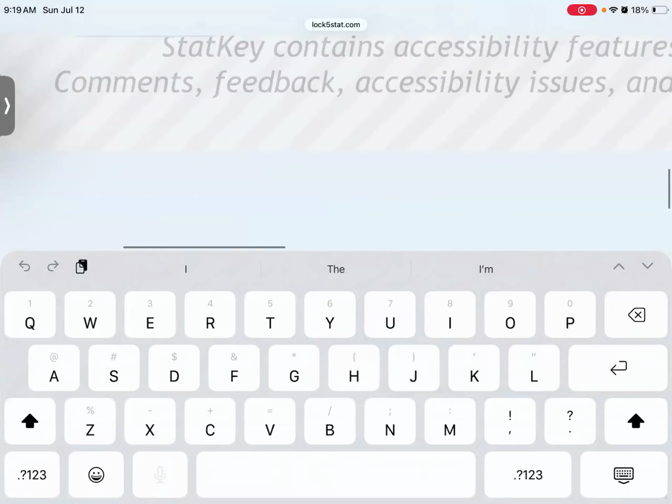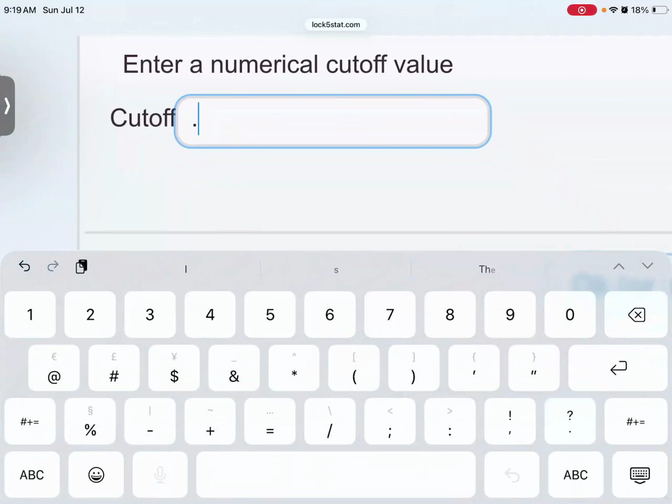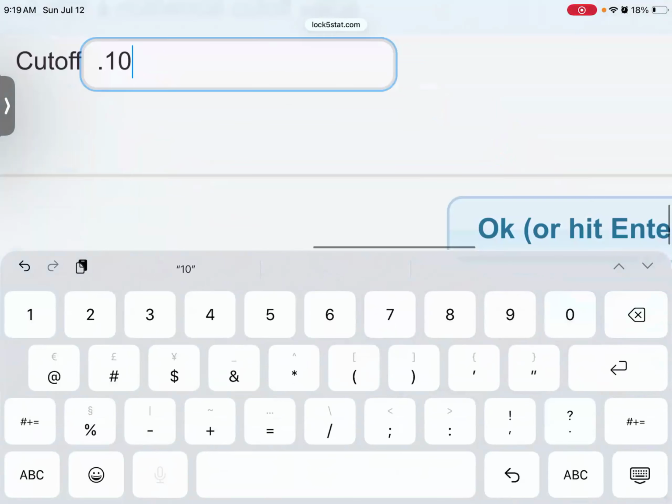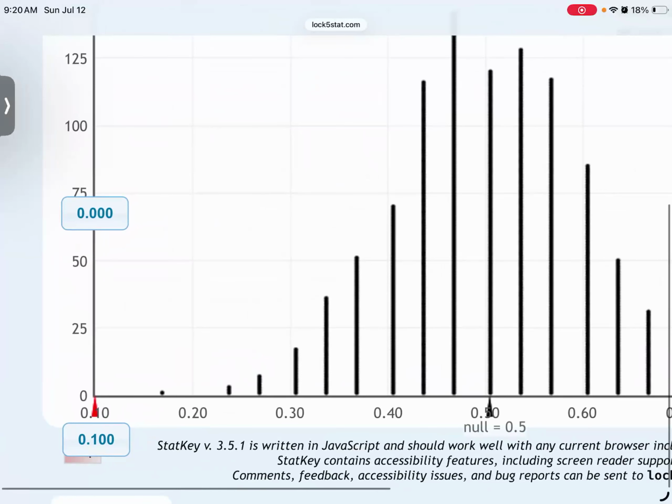Just click on it. And I'm going to switch it to 0.10, which is what was actually observed. And click OK. And boom. Now it's doing things right. So it's not that StatKey is doing anything wrong. It just defaults immediately to counting something for you. And sometimes it happens to count exactly what your statistic was, but it doesn't update the p-value correctly.